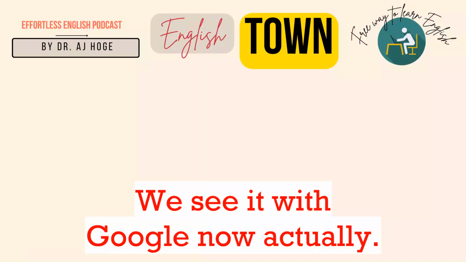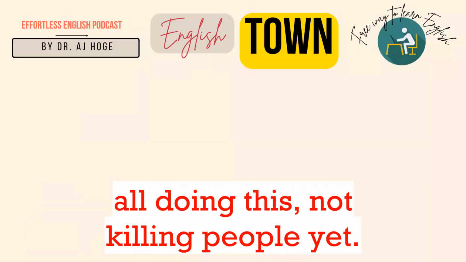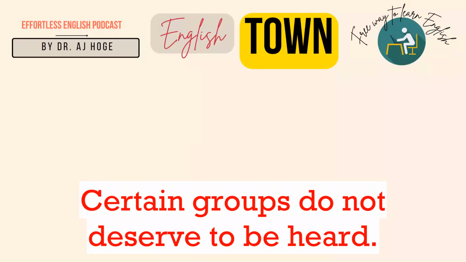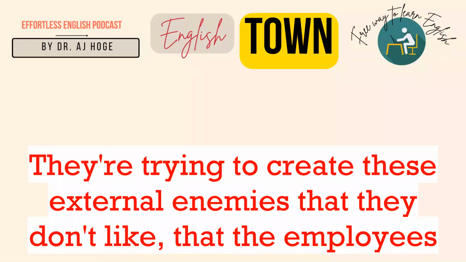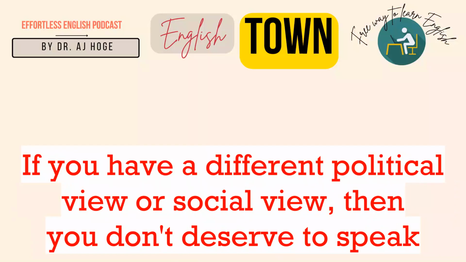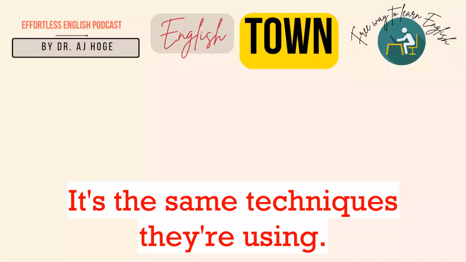We see it with Google now, actually. I would say Google, the company Google, is doing this. The social media companies, Google, Facebook, Twitter, are all doing this. Not killing people yet. But they are saying that certain groups do not deserve to speak. Certain groups do not deserve to be heard, right? They're trying to create these external enemies that they don't like, that the employees and the management of Google have decided they don't like. And if you have a different political view or social view, then you don't deserve to speak, and they will ban you and block you and silence you. It's the same techniques they're using.